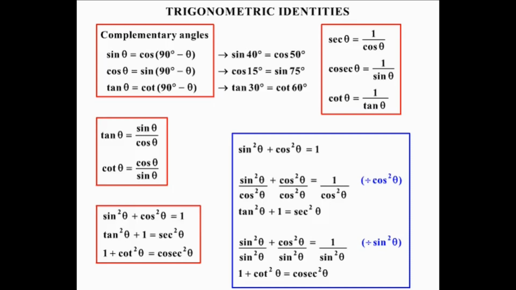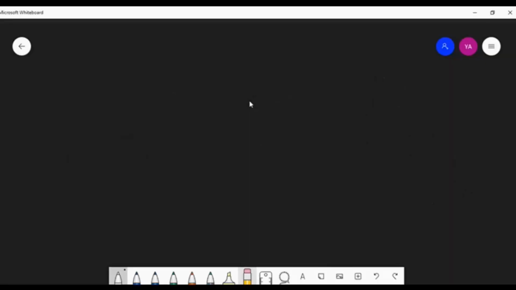Let's move to questions. The first question is: given that tan A is equal to 1 by root 3, we want to find all other trigonometric ratios. We have already seen some similar questions before by finding the third side using Pythagoras theorem. Here, using trigonometric relations or trigonometric identities, we can find out all other trigonometric ratios.